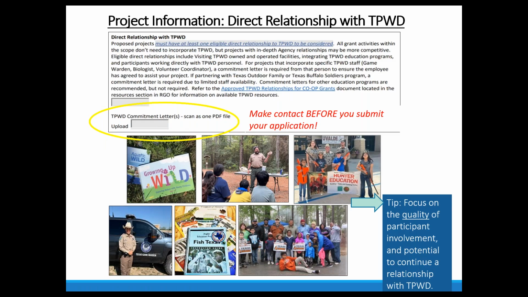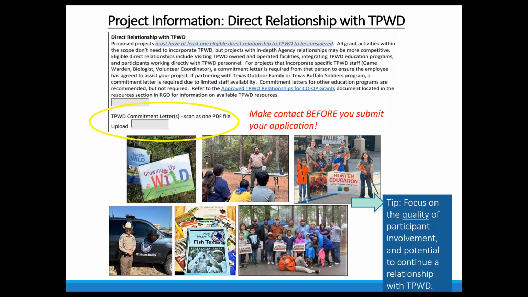As Carly mentioned before, having some type of connection to TPWD resources or a relationship with TPWD staff or programs is a requirement for this grant, and that can look like a lot of different things. It doesn't necessarily have to be visiting a state park, although many of our programs do. This could include visiting any type of TPW site, something like Sea Center Texas, our wildlife management areas, any of our fisheries.